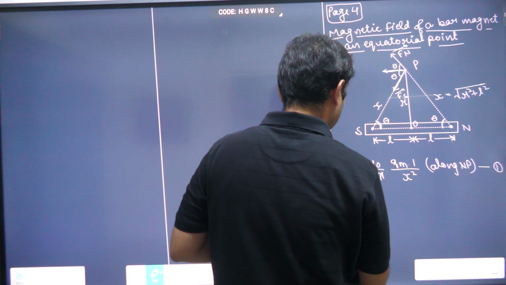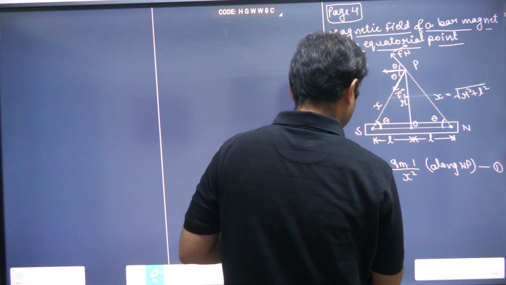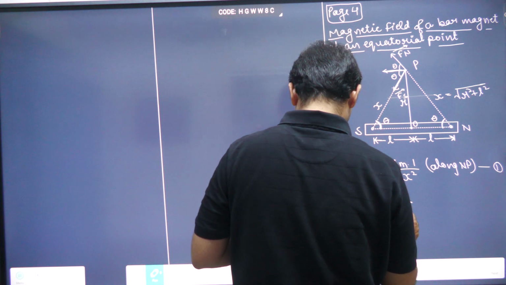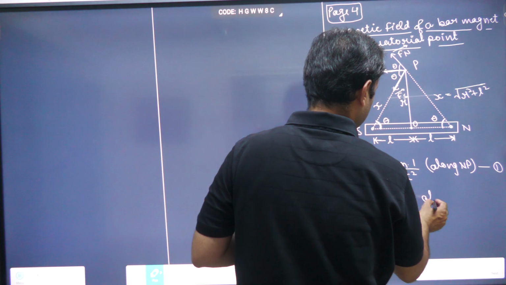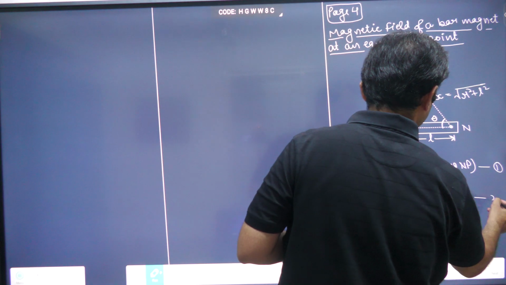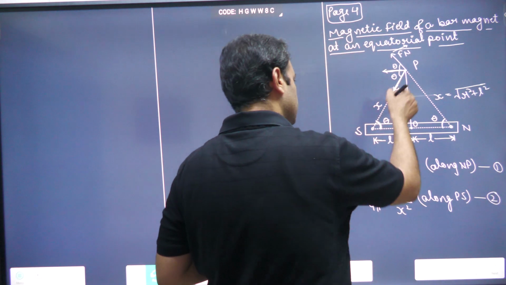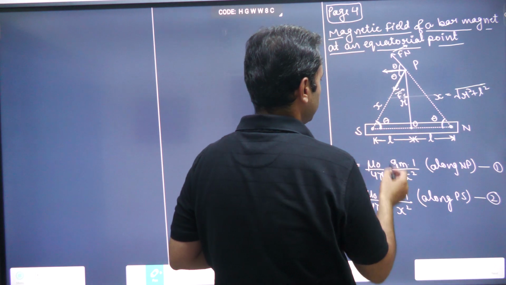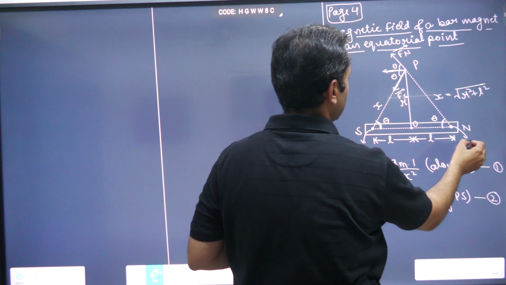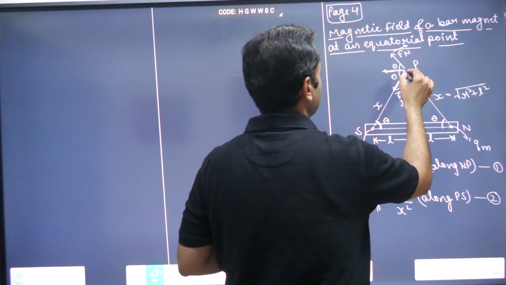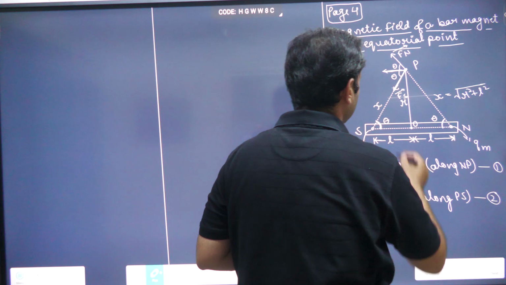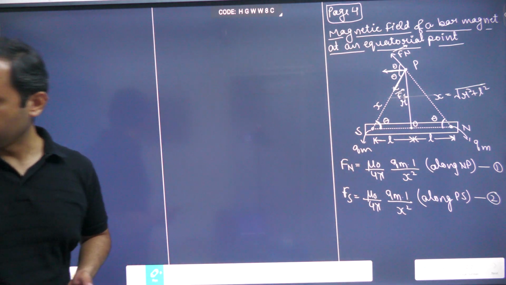Similarly, Fs is equal to 1 upon 4 pi Q1 into 1 upon x squared along PS. Equation number 2. That is in this direction, along PS. The magnetic charge at this point is Q1, and similarly at this point is also Q1. And the magnetic charge at the point where we are considering the unit north pole is 1, and the distance from both of them is x.